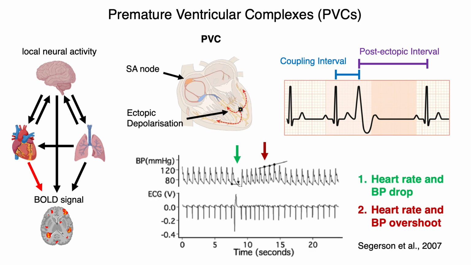This generates a transient drop in blood pressure due to the fast premature beat not leaving enough time for the heart to fill with blood, and due to the extended post-ectopic pause. The drop in blood pressure engages a baroreflex, which generates an overshoot in heart rate and blood pressure. Since PVCs are triggered at the level of the heart, they may allow us to observe cardiac modulation of the fMRI signal in the absence of respiratory influences.